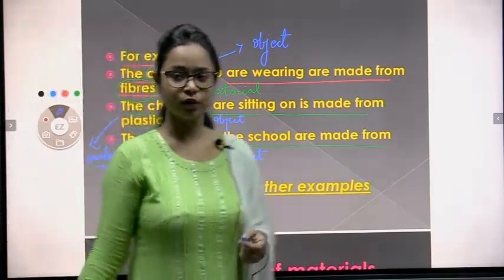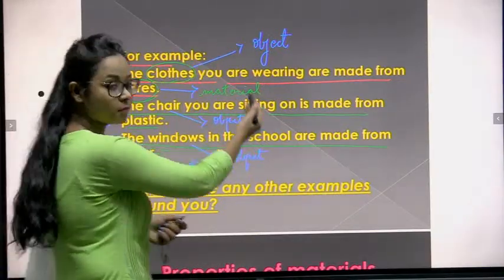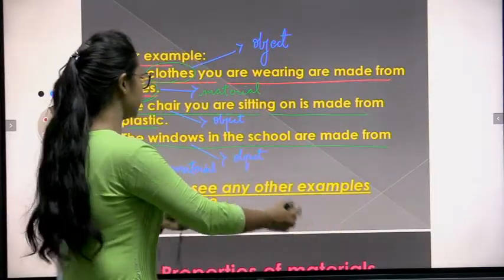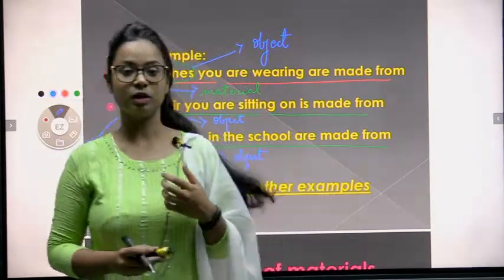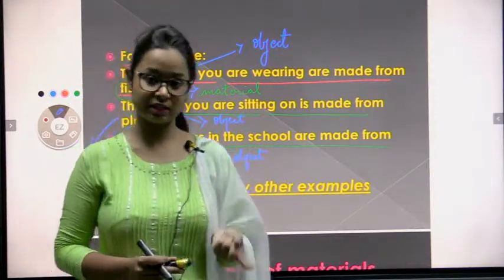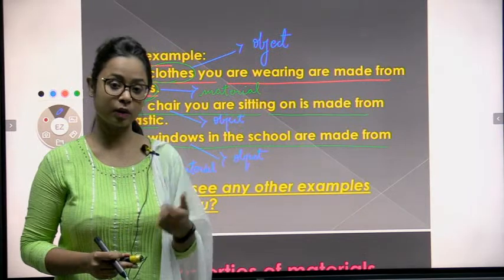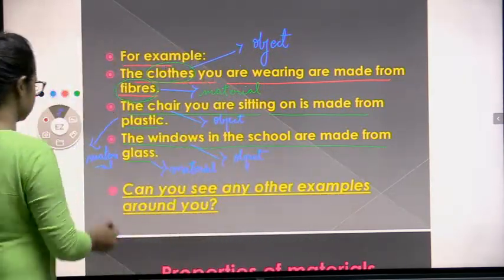Clear, all of you? So this is how you can easily differentiate between things, what are the objects and what are the materials. Now maybe it is clear to you what an object is and what a material is. I've also told you about the classification of materials, how you can group things easily according to their shape and size.